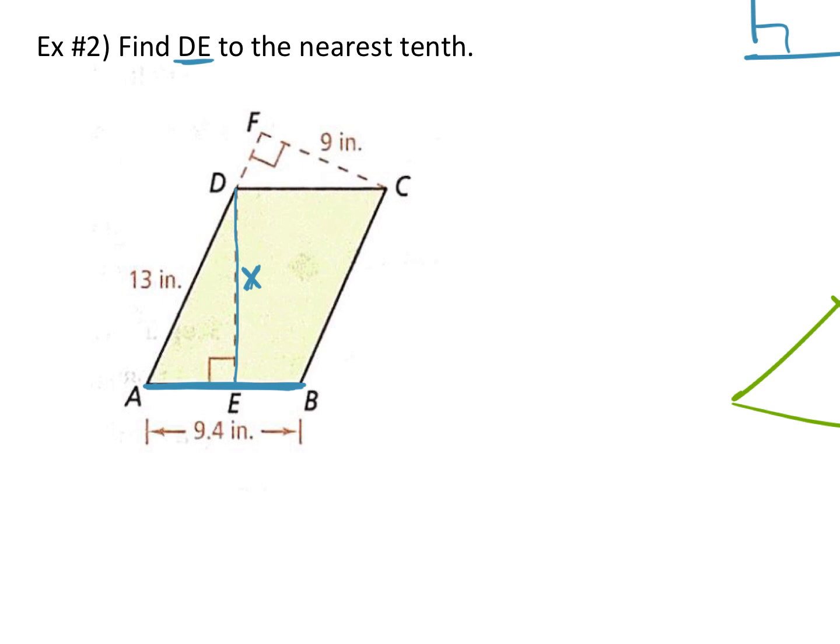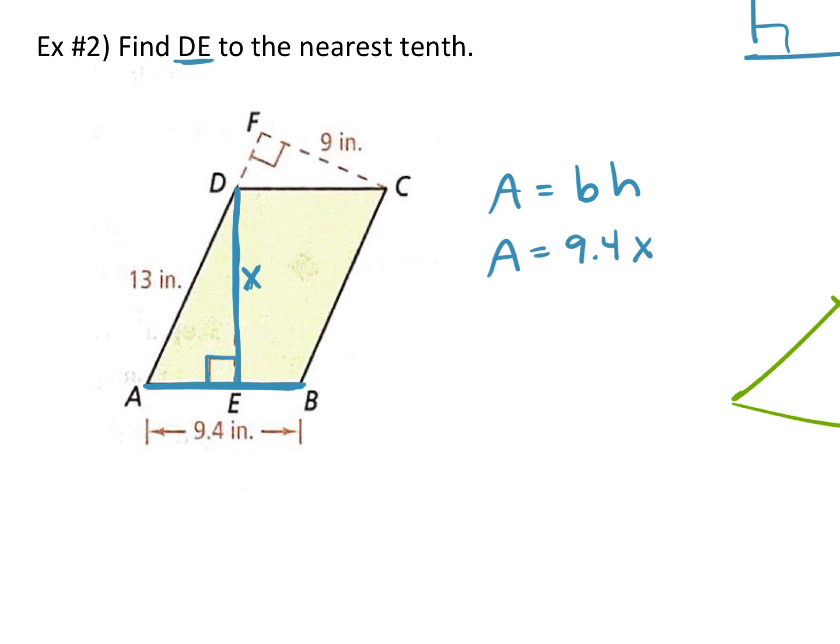The X. Okay? So right now, as we're looking at it, 9.4 times X will get you your area, right? Area is base times height. So 9.4 times the height of X will get you the area. But we don't know what X is, and we don't know the area.